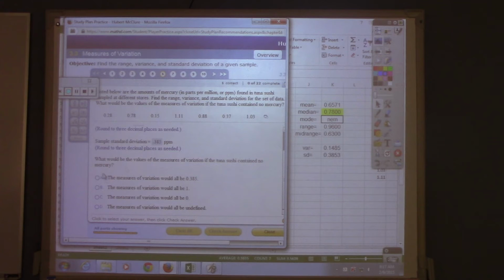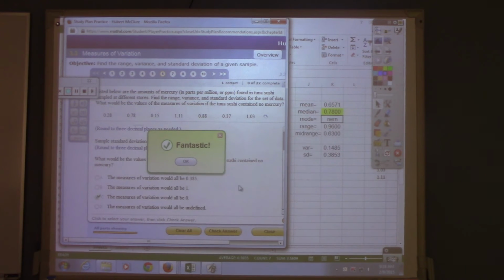What would be the values of the measures of variation if the tuna sushi contained no mercury? I've got to read the problem. Listed below are the amounts of mercury, parts per million, found in the tuna. What would the values of the measures of variation be if it contained no mercury? Well, they would all be what? 0. It's a similar exercise. That's what I was getting at.